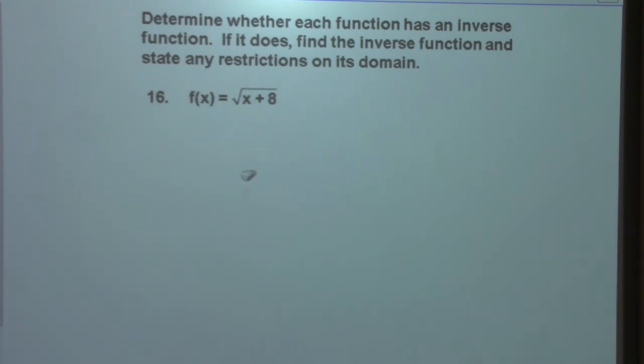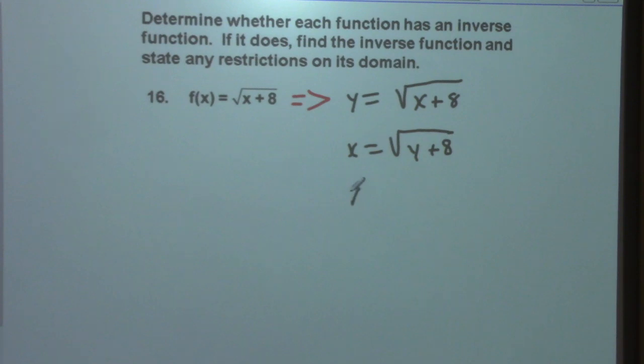Okay, this one here, 16, did you pass or fail? Pass. Okay, then it says find the inverse function. How do we find the inverse function of this? We did this in 4 steps yesterday. You guys worked on them all day yesterday. So let's go ahead. y equals the square root of x plus 8. And then change x and y.